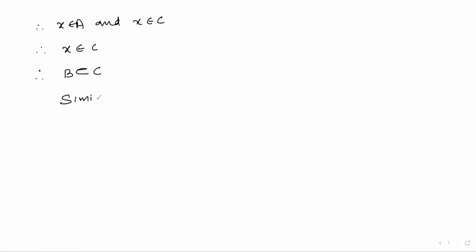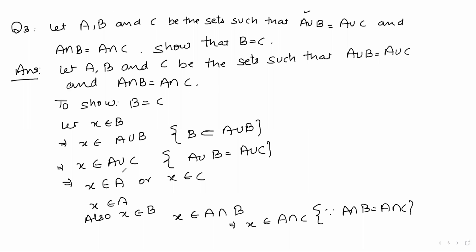Now similarly, we can show that C is a subset of B. Therefore, B is equal to C. So what we have done here, we have checked this: X belongs to A or X belongs to C. This we have assumed, that X belongs to A and X belongs to B. So this means X belongs to A intersection B, because the value is present in A as well as in B.